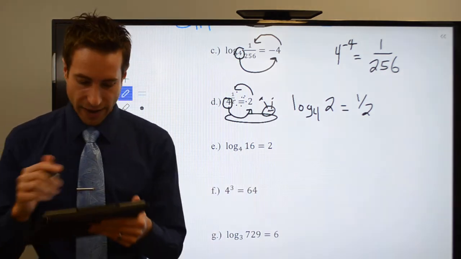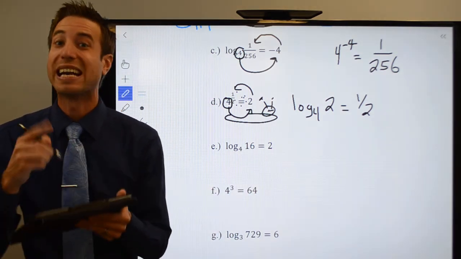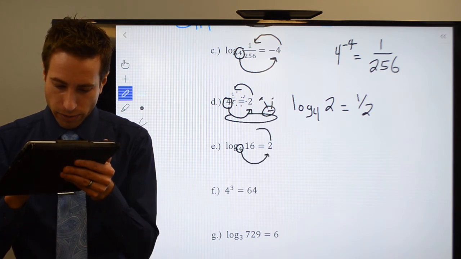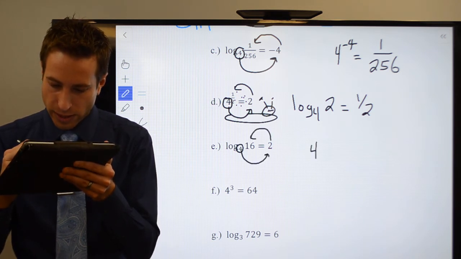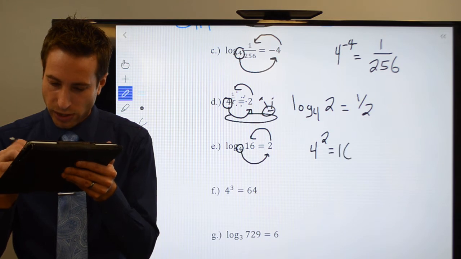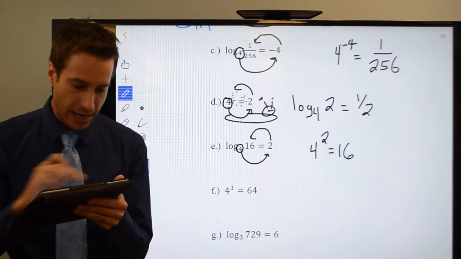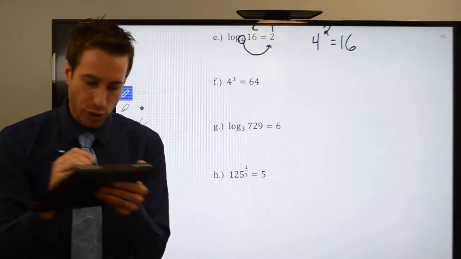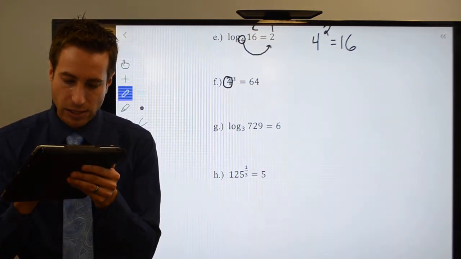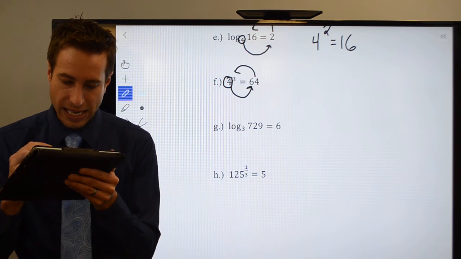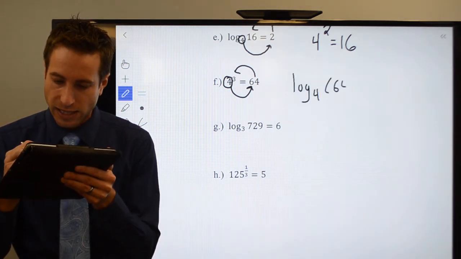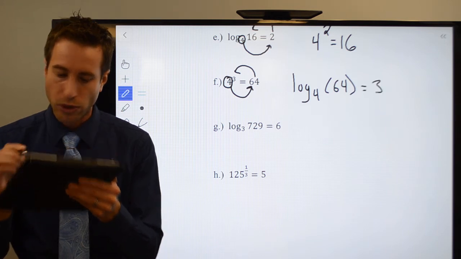Anyway, okay, here we go. I've got a logarithm. I want you to write it as an exponential. That's going to require the snail method. 4 to the 2nd power is equal to 16. Keep going. I got another one for you here. Snail method. I've got an exponential. You need a logarithm. I start with the base, work my way around the equal sign. So it's going to be log base 4 of 64 is equal to 3, right?